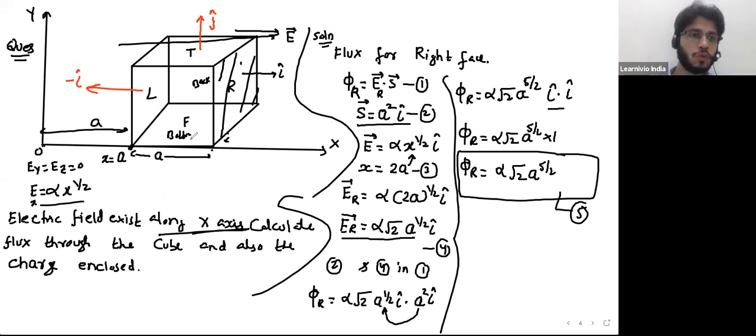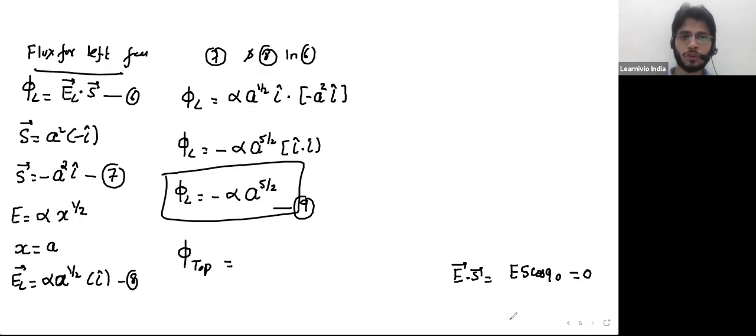Downwards, negative y-axis. It's minus j cap. And again you can see that the electric field and area vector are perpendicular to each other. So for the bottom face also, the flux will be 0. So I'm writing it here only.